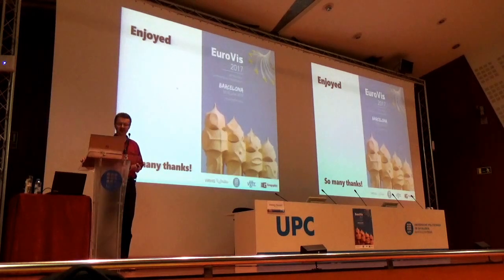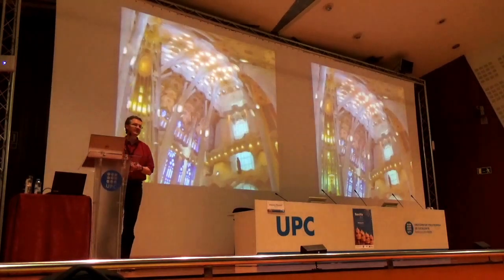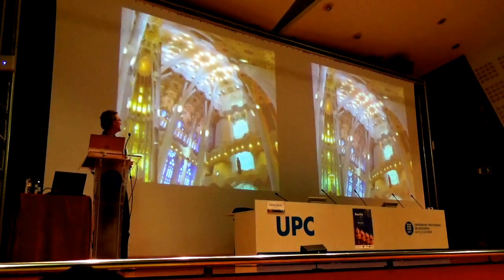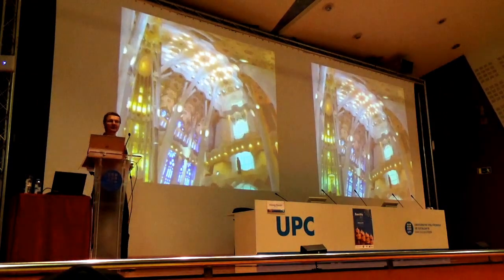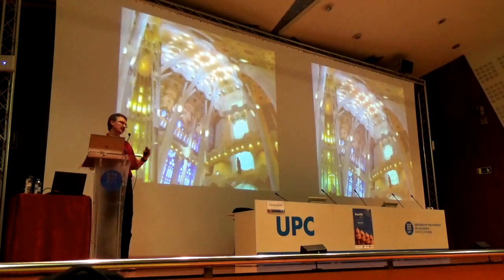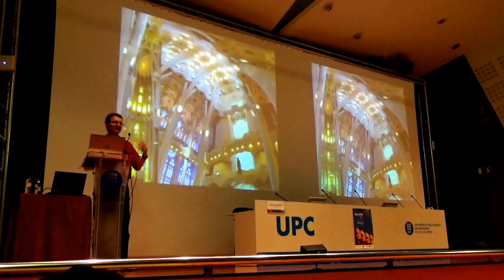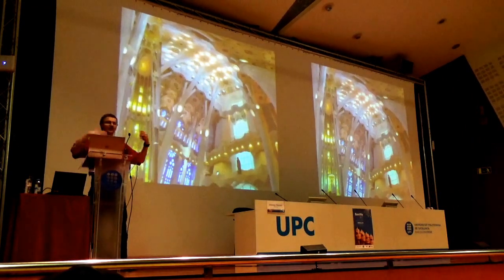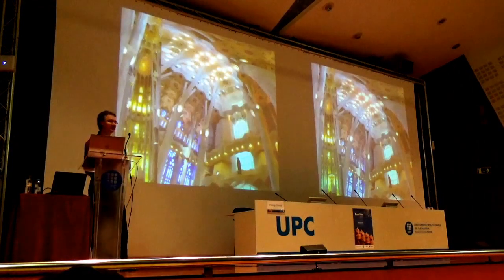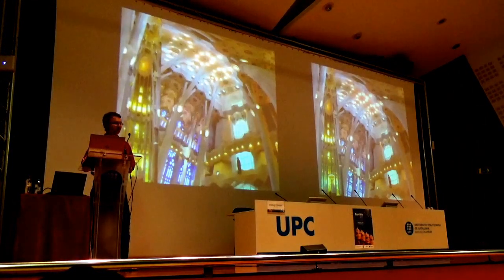I mean, most of us have enjoyed the visit to Sagrada Familia, and for me it was a very special event as well, because I was here 15 years ago and it was so different. I mean, the inside was blocked with construction everywhere, and now it's all the space and the light and the colors. This was clearly very, very impressive.